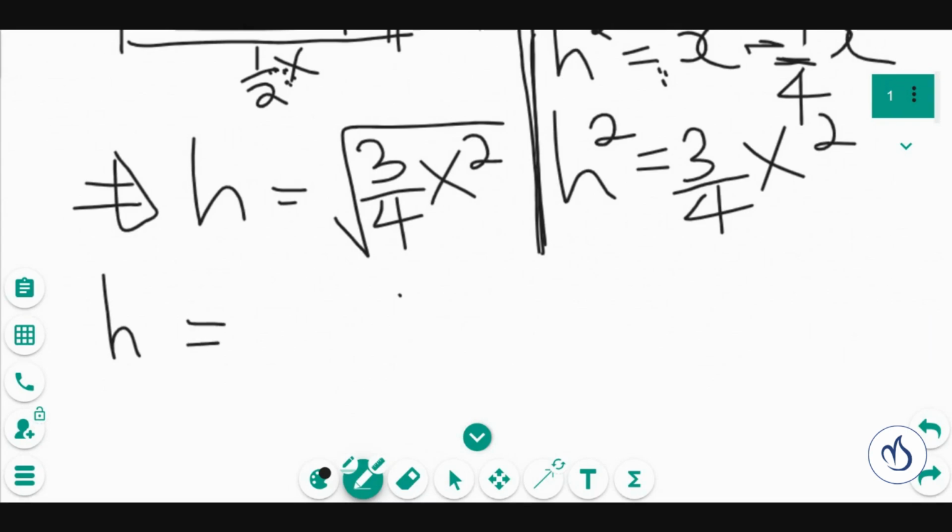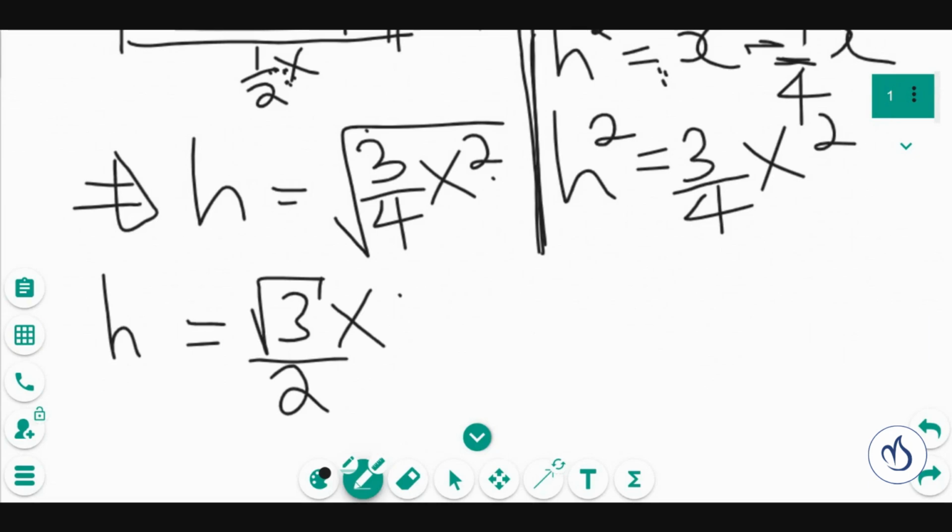I don't have a perfect root for 3, so 3 will remain in the root. I'm going to call this root 3. I have a perfect root for the 4, which is down, and that is a 2. So I will have root 3 over 2. Then I have a perfect root for x squared. The square and the square root would just cancel. So I have root 3 over 2 x.